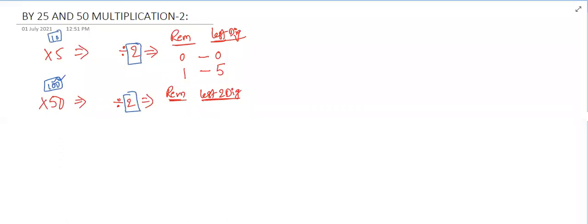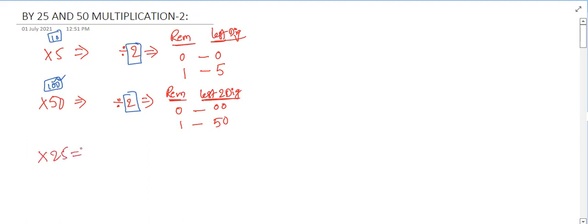Tell me, what are the remainder possibilities when you divide any number by 2? The remainder may be 0 or 1. If the remainder is 0, the last 2 digits are 0, 0. If the remainder is 1, the last 2 digits are 5, 0. Yes, very good. So up to this point, we have already discussed, and we are extending our concept.